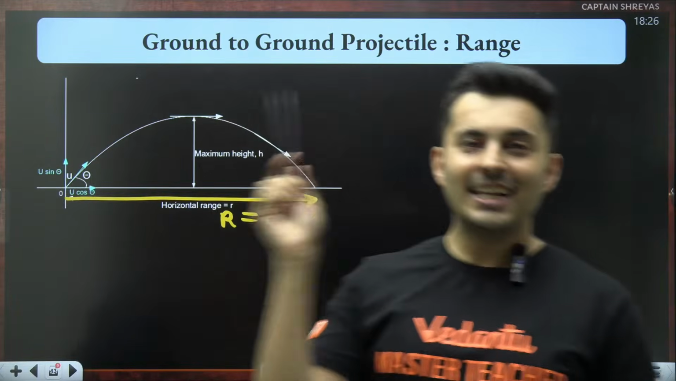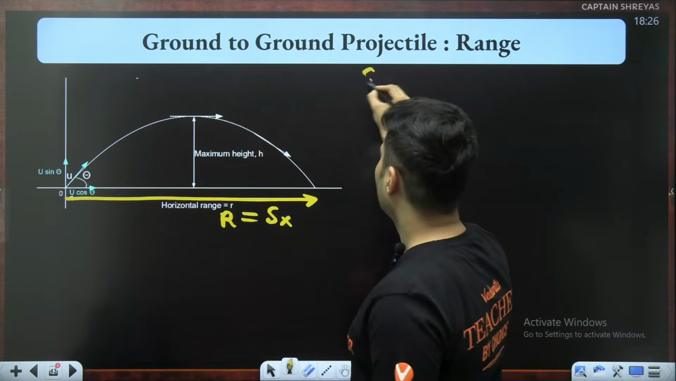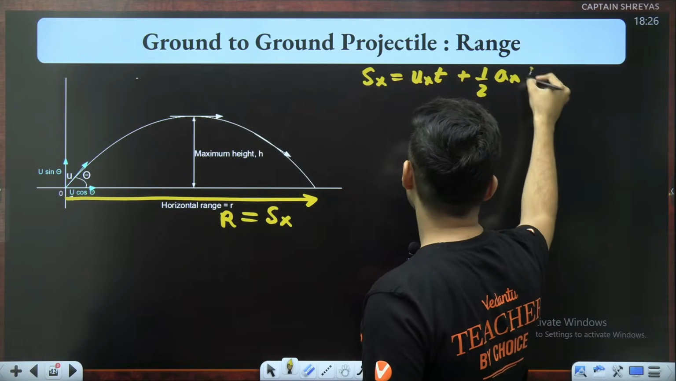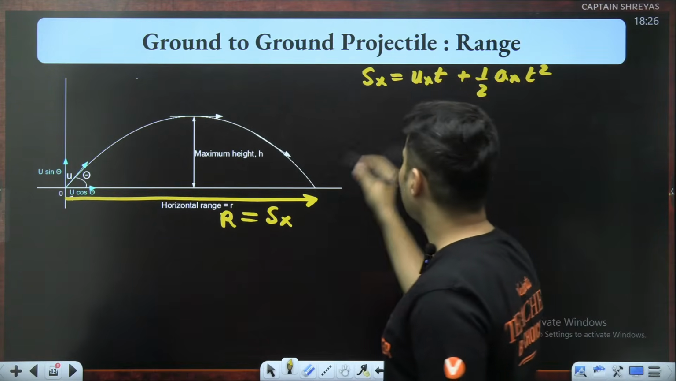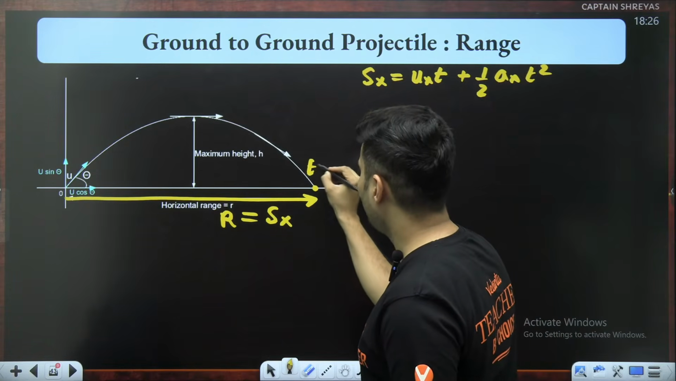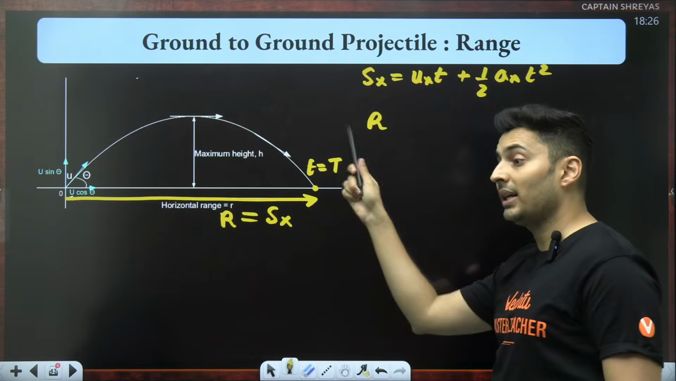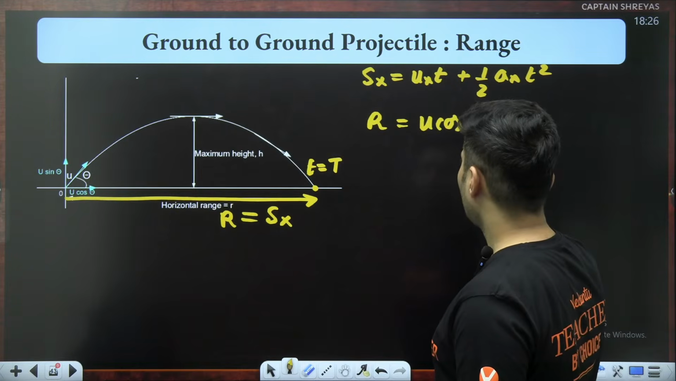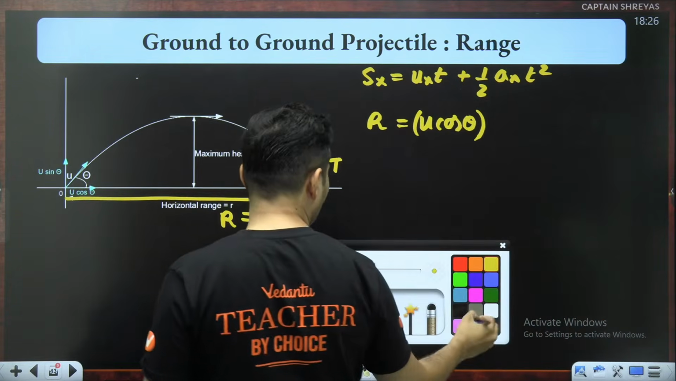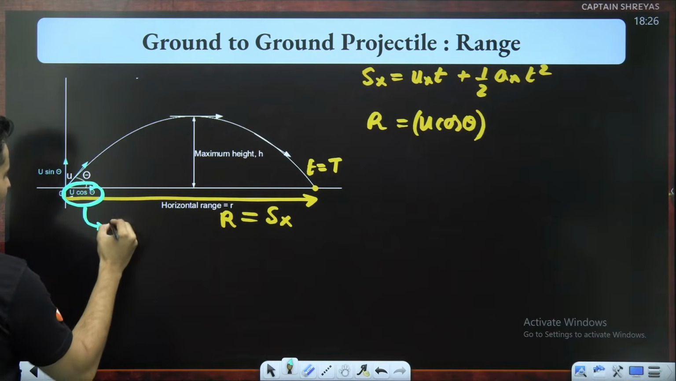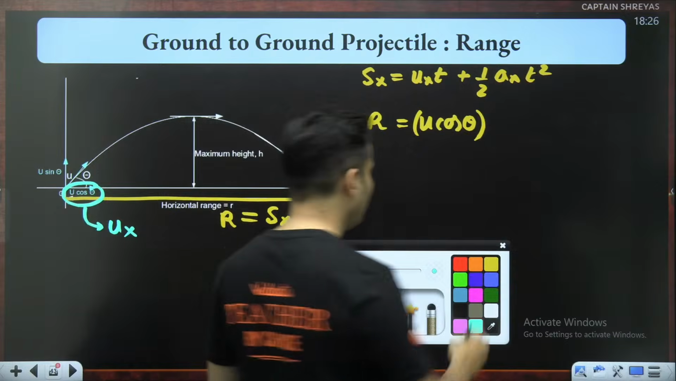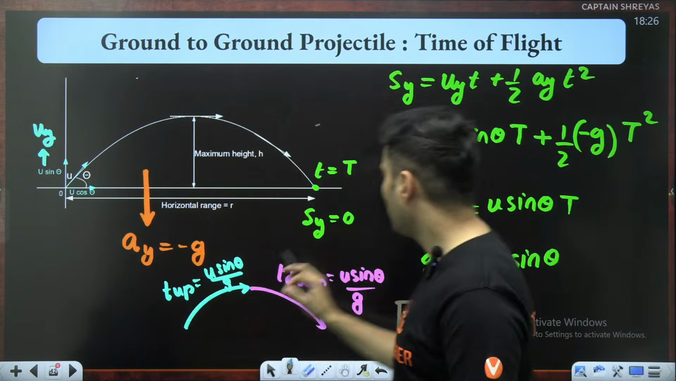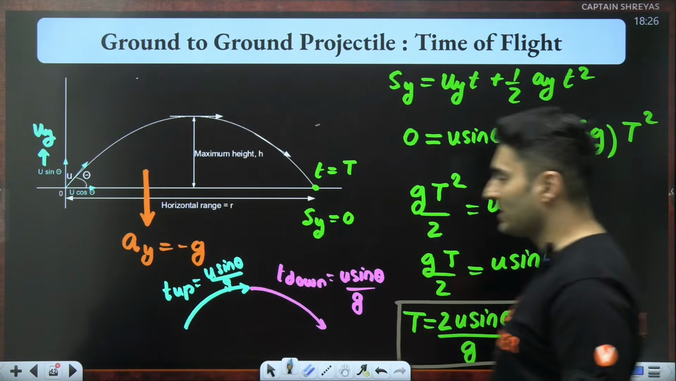So I need an equation in the x direction, which is Sx is equal to ux t plus half ax t square. Sx is the range. This happens when my time is not any ordinary time, but your total time of flight. So this will be ux. Ux is u cos theta. Remember, ux is right over here. I hope you can see this. This one is your ux, the horizontal component of the velocity. Time, use it from the previous slide, which is 2u sine theta by g.